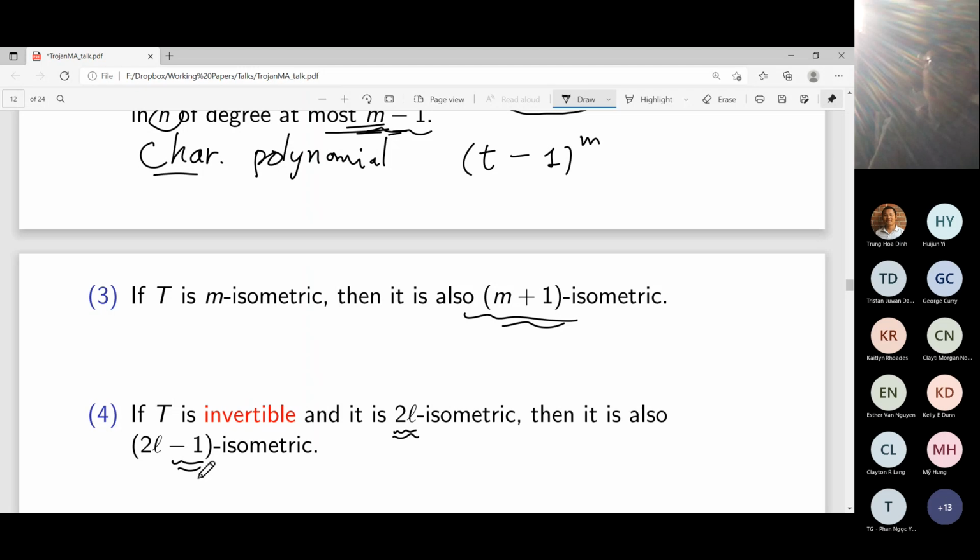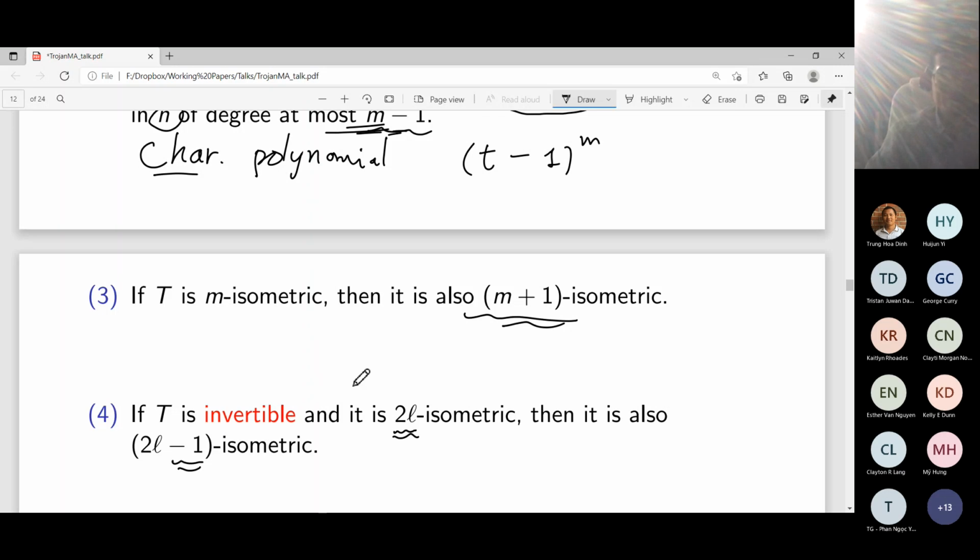So in finite dimensional, the smallest m for T to be m-isometric is always odd, right? Because if even, we can reduce by 1. And that's the reason why in the previous example, we only saw 3-isometry or 5-isometry. We don't see 4. Well, we do have 4, but 4 will reduce to 3 anyway. Because anything in finite dimensional, when it's m-isometric, it must be invertible.